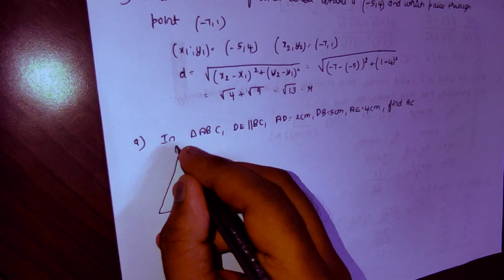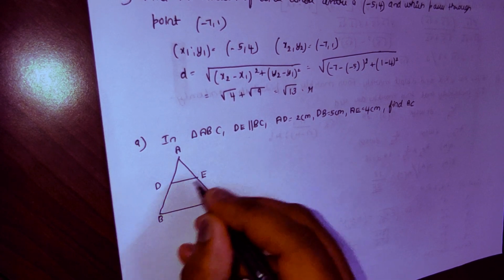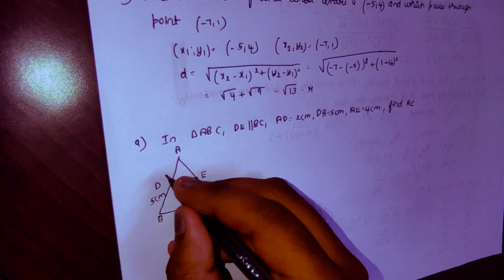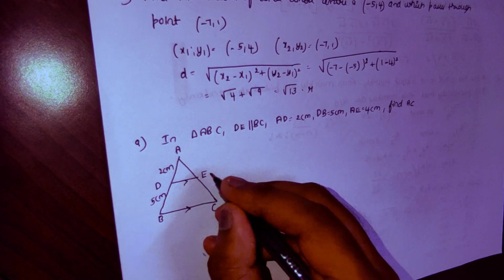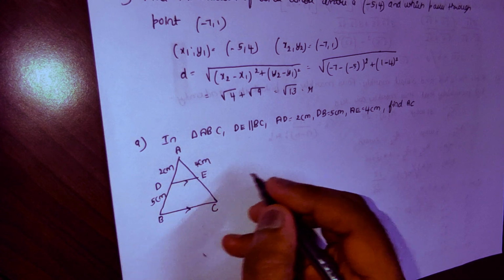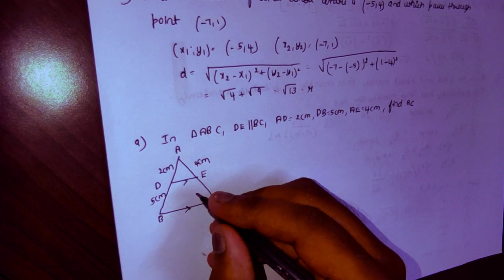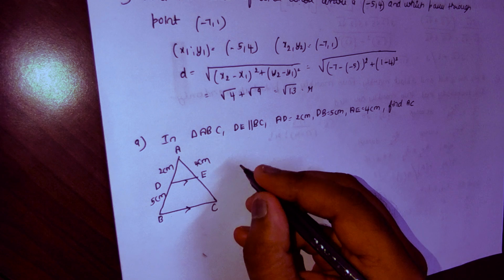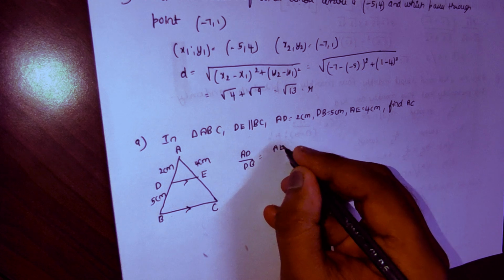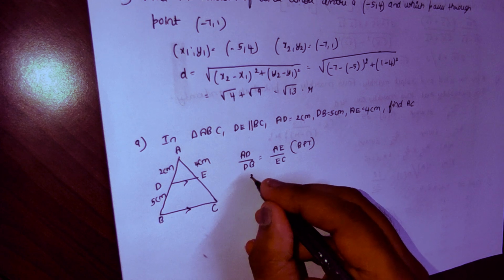They are given a triangle ABC and they have drawn a line parallel to BC. This is 5 cm BD, AD is 2 cm, this is 4 cm. We know by the basic proportionality theorem, if DE is parallel to BC, the line is dividing the sides in two equal ratios. So by this theorem, we can write AD by DB is equal to AE by EC. Substitute the values.